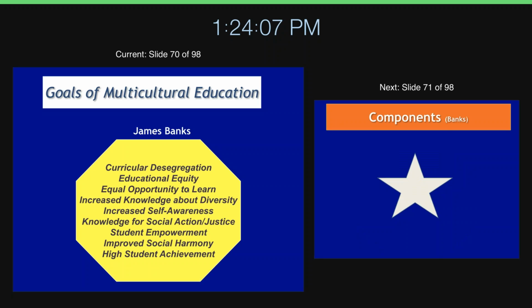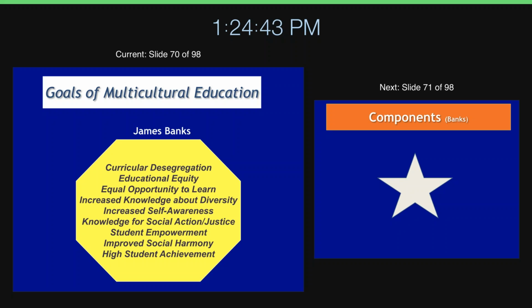So let's go to the goals of multicultural education. Going back to James Banks, who is at the University of Seattle, considered the father of multicultural curriculum. I mean, literally curriculum, which is what we're going into for this next half an hour. It's about desegregating the curriculum, educational equity, having an equal opportunity to learn. Some of the ones that were already mentioned before, but they're worth repeating.